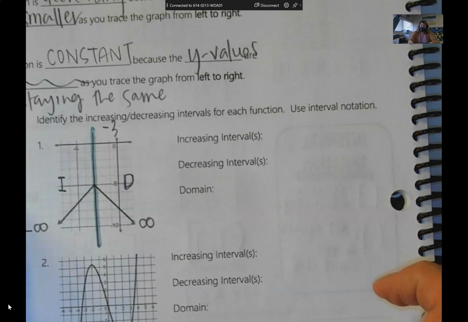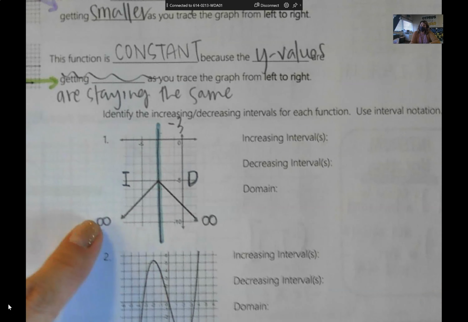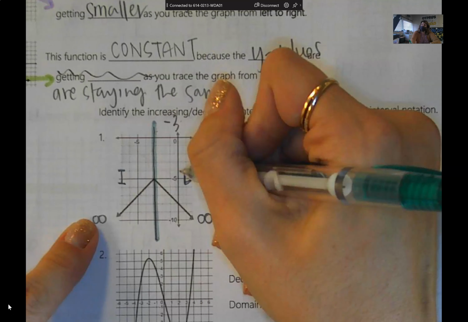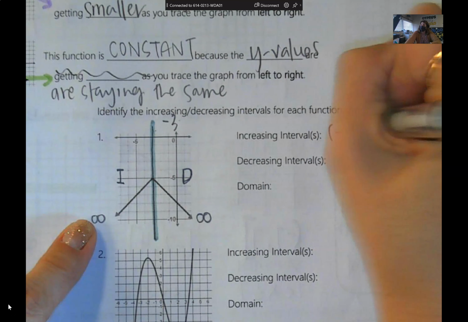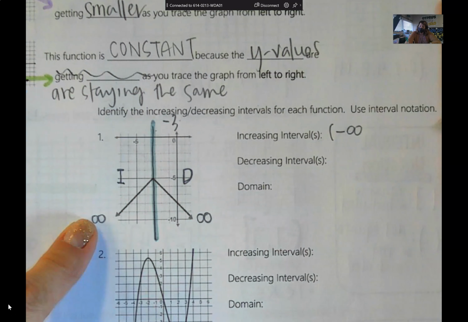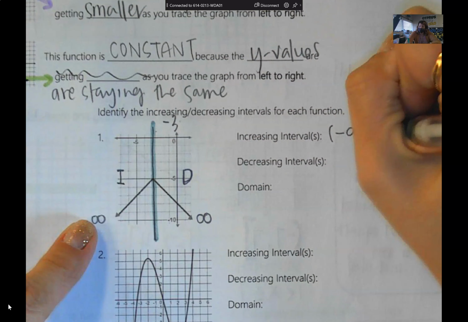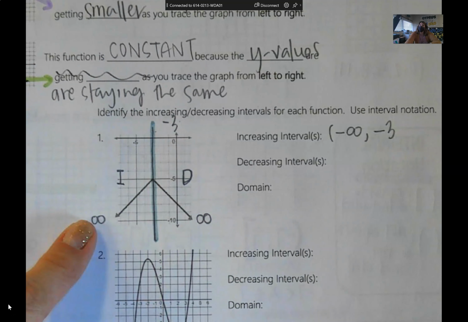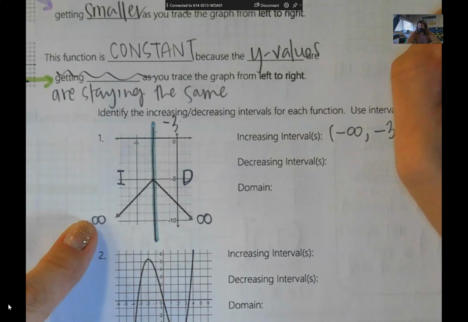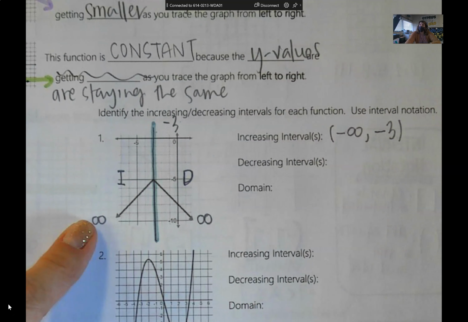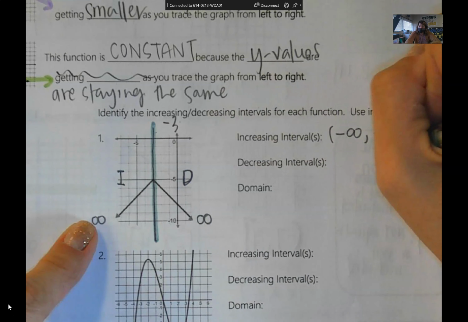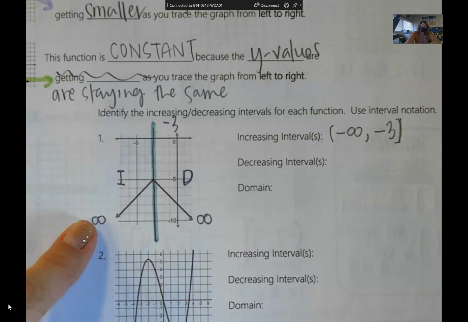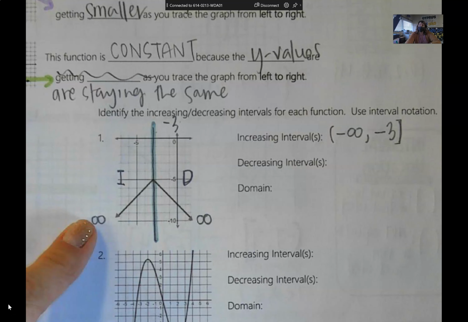So now we can write our increasing interval. So this function increases from negative infinity to negative 3. And it doesn't matter if you put a bracket or a parenthesis on these. If you feel better about a parenthesis, then put that. If you feel better about a bracket, put that. It's completely up to you.